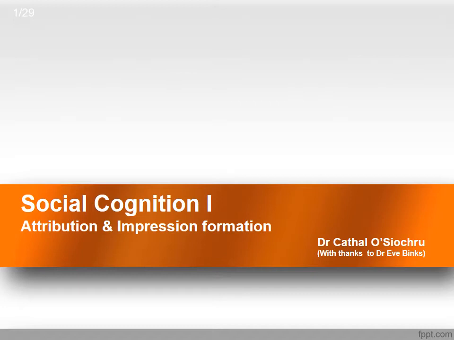Specifically, we're going to be looking at the area of attribution. So how do we use the information about what we know about people and what they're doing to make sense of why they're doing it? And impression formation. How do we build up a more complete image of somebody and who they are and what they're like from the little bits that we know about and the little bits that we learn about them in social situations?